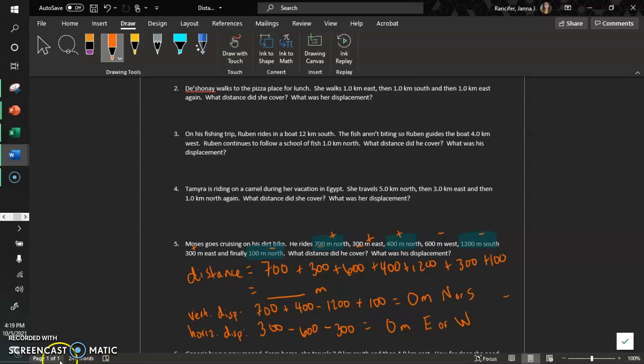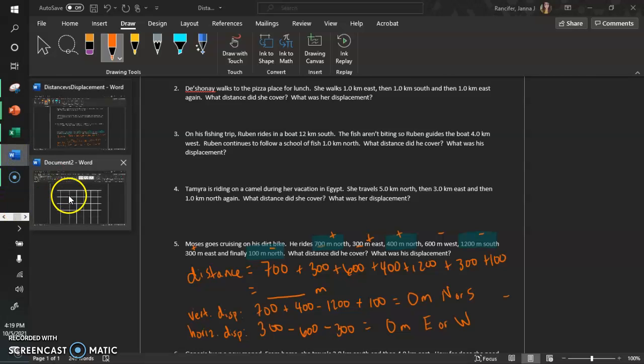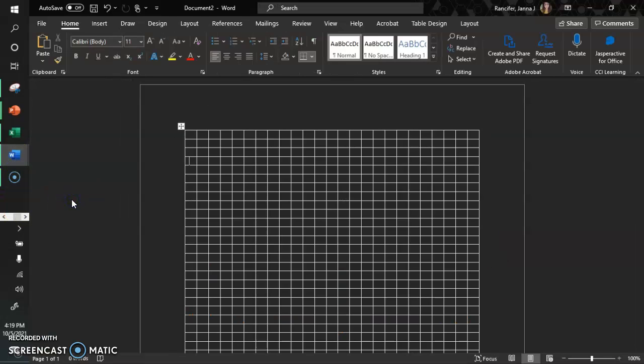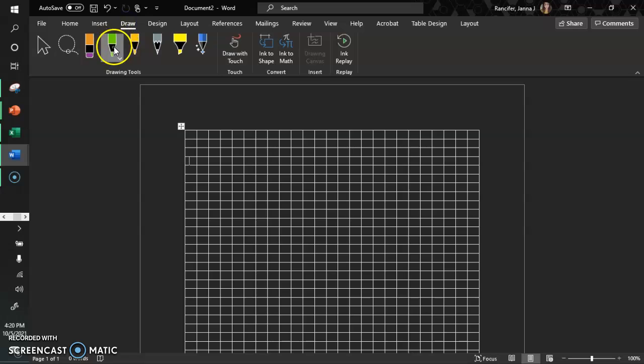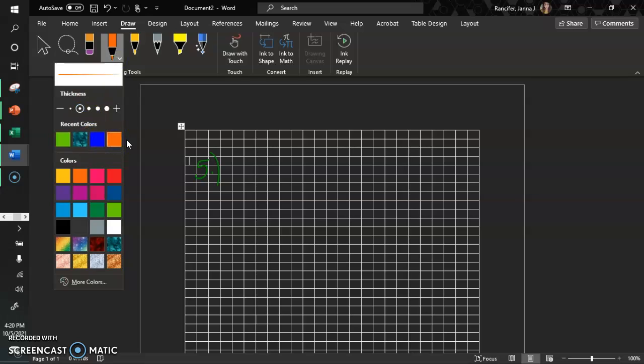Okay, now you have to also graph this. So with your graphing paper or a regular sheet of paper, you're going to just plot out the displacements. So on my sheet of paper, I would write the number 5. Okay, this is for question 5. Let me make this brighter.